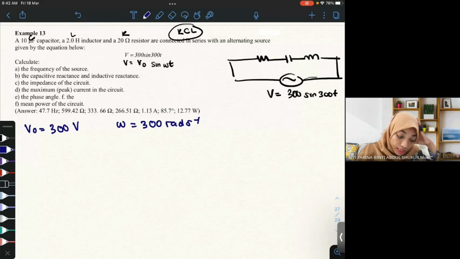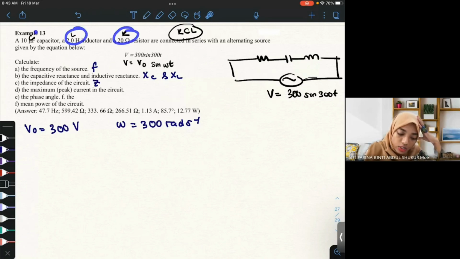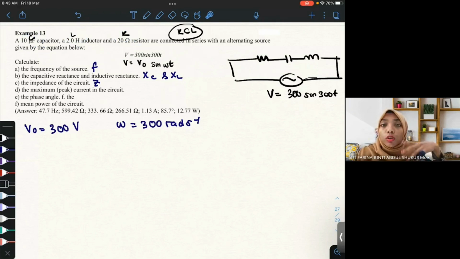Okay, dia kata calculate the frequency. So that's the first question, F. And then the capacitive reactant and inductive reactant, maksudnya dia nak XC dan XL. Impedance of the circuit, impedance adalah Z. As you can see, kita ada R, L dan juga C. So kesemua tiga-tiga komponen ini akan oppose. So when you have more than one opposition itu akan jadi impedance kita iaitu Z dekat sini.